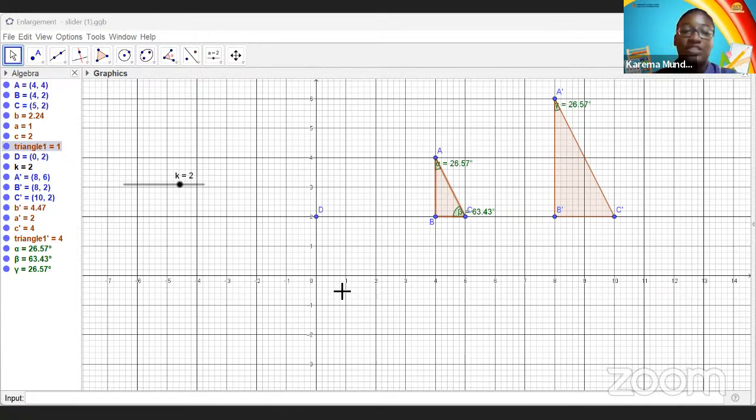So now that you have looked at AB and A prime, B prime, and you've looked at BC and B prime, C prime, what do you think is happening to the lengths of the sides on the object and the image? What's happening?